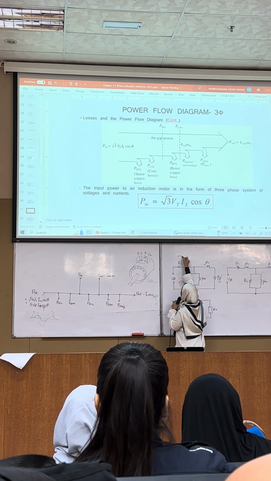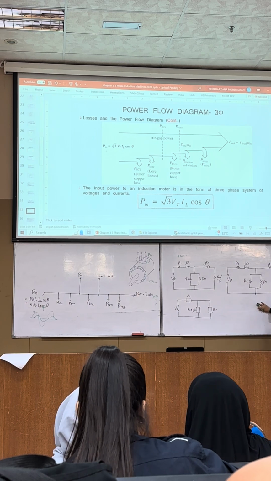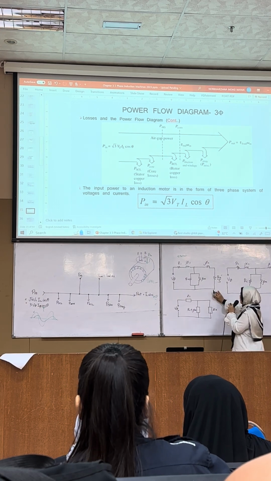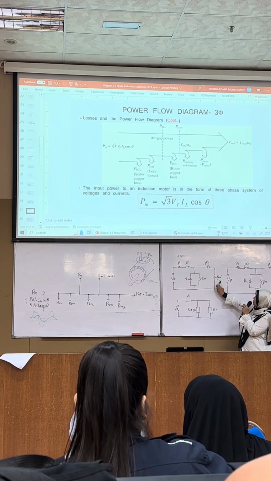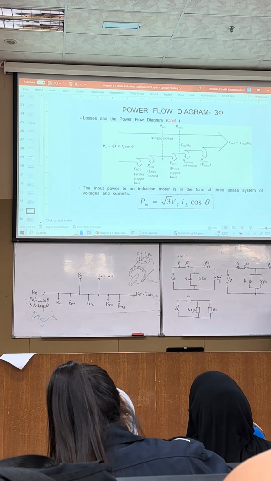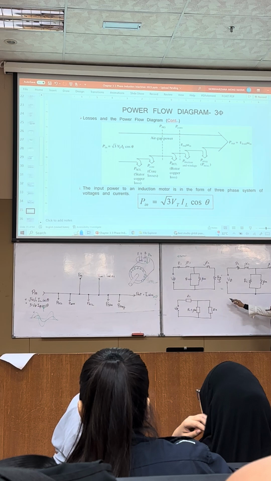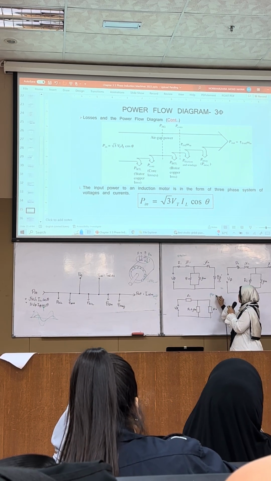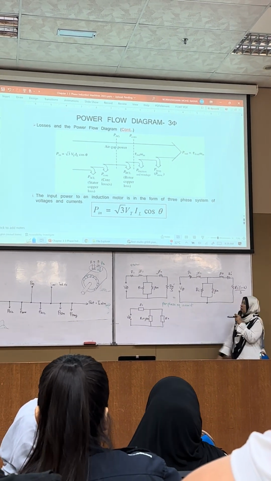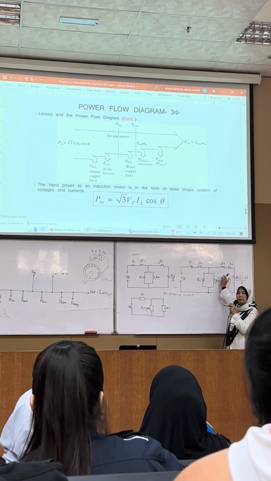When the power goes through the winding, we know that the winding has a component. This one is your stator. By the way, to analyze your power flow, we have two types of circuit, this one and this one. One with R2 prime over S, and another one with R2 (1 minus S) over S. These two are the same, and both circuits are per phase equivalent circuits.